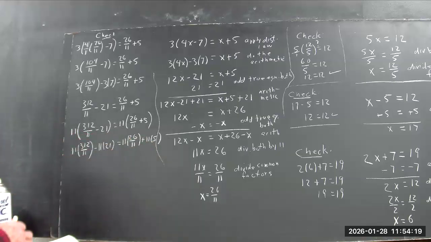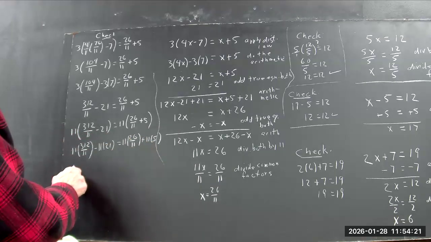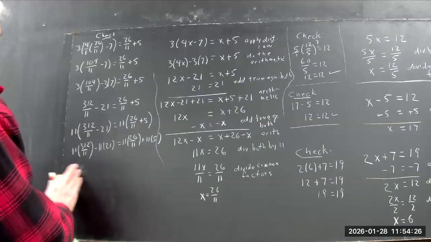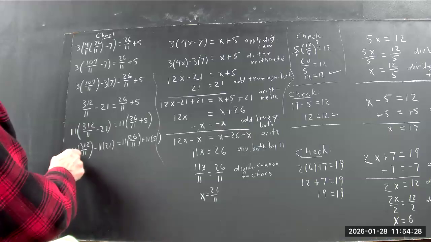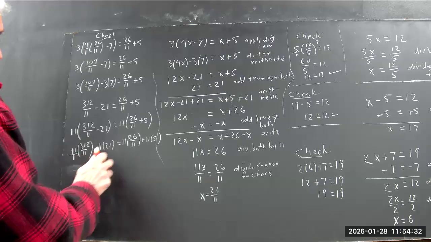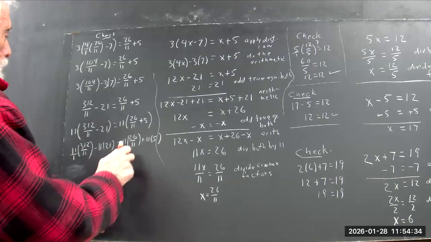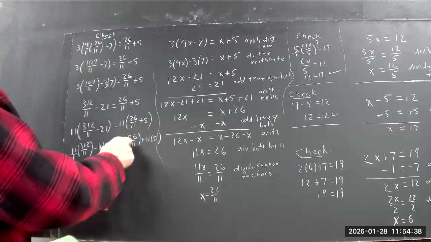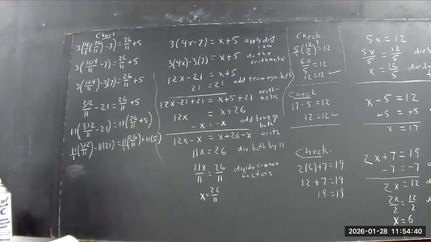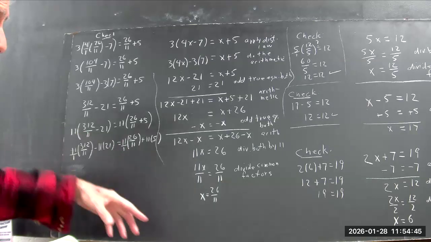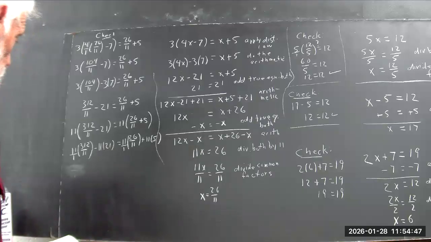I'm going to rewrite this slightly. So I'm going to change the 11 in front of 312 over 11 to 11 over 1. I'm going to change the 11 in front of 26 over 11 and write that as 11 over 1. That way I have both a numerator and a denominator, so I can multiply numerators and multiply denominators.